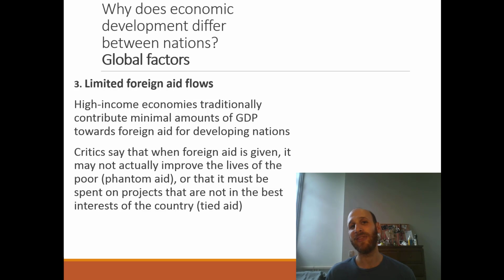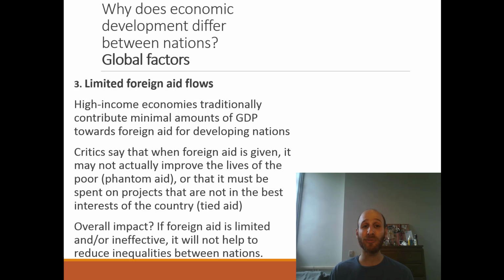Critics also say that when foreign aid is given, it might not actually improve the lives of the poor. This is what's known as phantom aid. So the money goes through, but it's kind of going to the wrong areas, or people are corrupt and taking that money. Another criticism is that this foreign aid must be spent on projects that are not always in the best interests of the country. And this is called tied aid, where the foreign aid is tied or locked to a particular purpose.